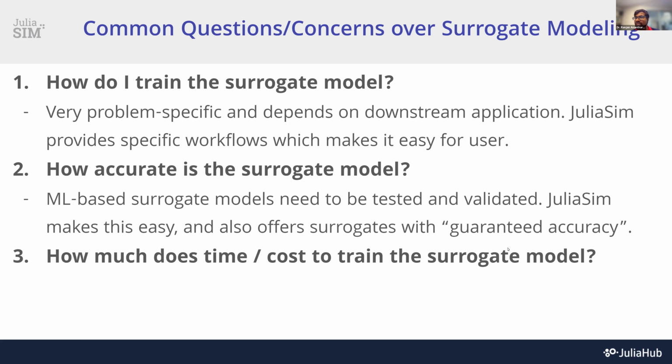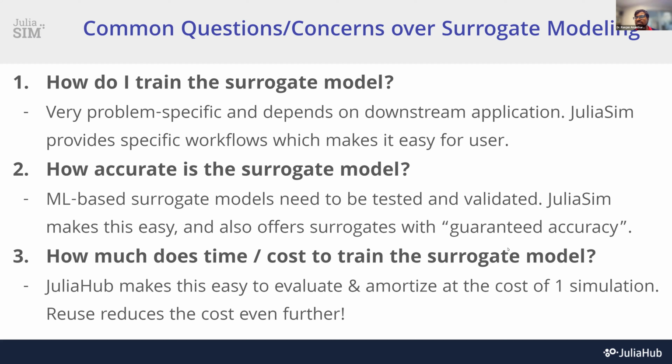Okay. And the last one is how much does it cost to train the surrogate model? Usually people don't have access, or they don't want to burden the compute clusters, generating data 24/7. So there are two aspects to this. The one aspect is the time aspect, right? How much time does it take to generate all this data?